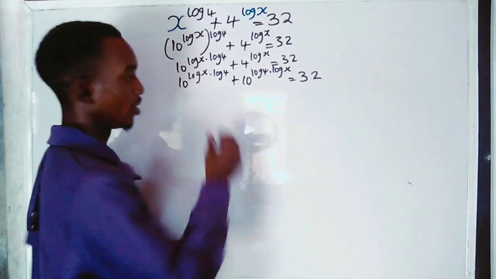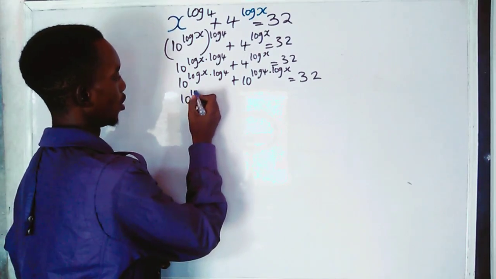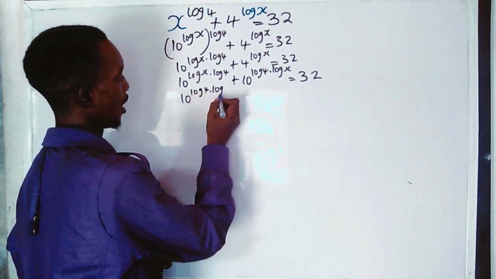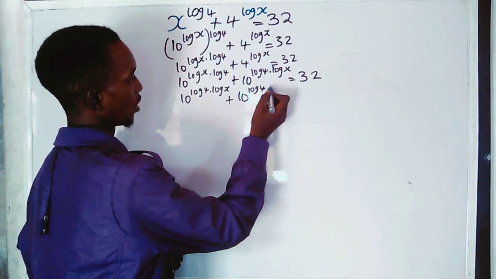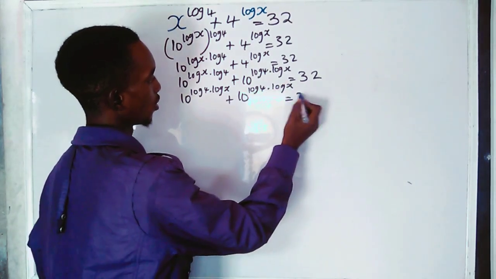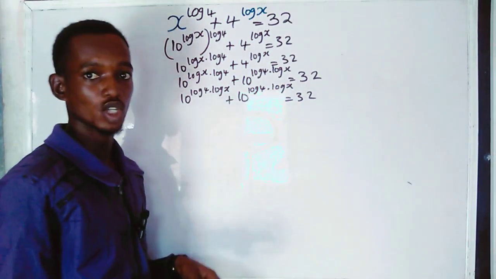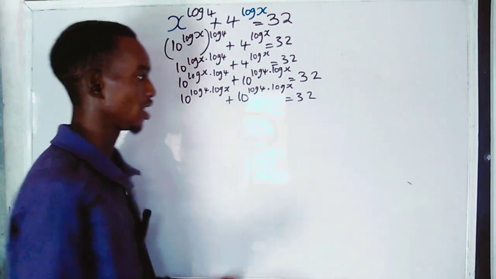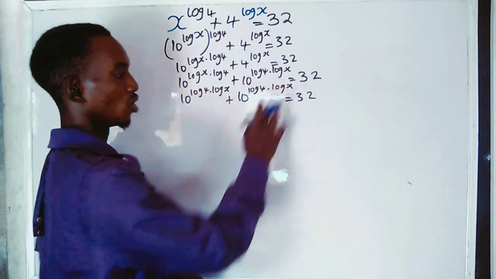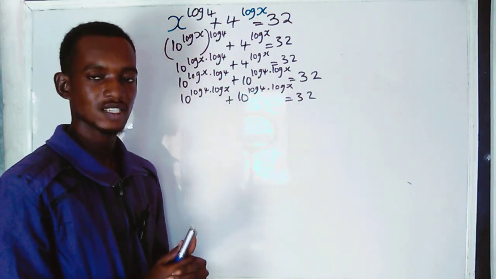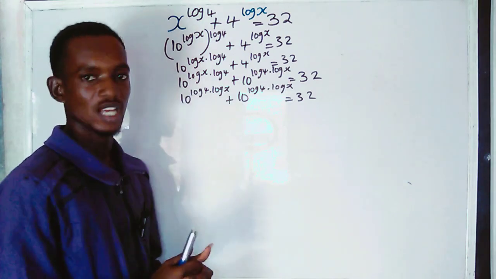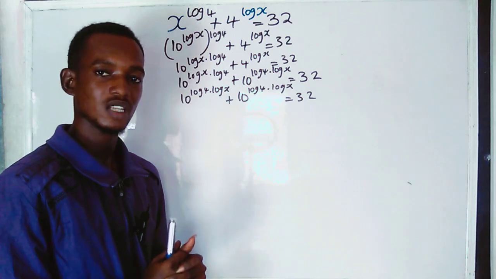So let's rewrite this as 10 log 4 times log x plus 10 log 4 times log x. We did not do anything strange here. We just wanted them to look exactly the same. So we have log 4 log x, log 4 log x. We have now finally unified the variable of x. They now look exactly the same. What is next is now to simplify, which is the last step.